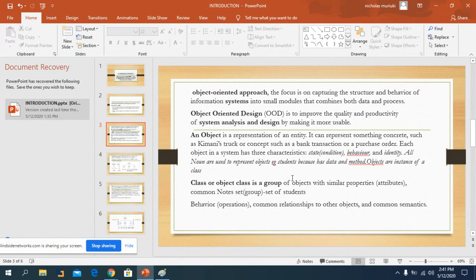Maybe we have a government. Government now can be termed as a class. This government has some functionality. Maybe we have a government which has a government name. Maybe this government is the Kenyan government, Ugandan government, TZ government, etc. So those are now what we are calling attributes.